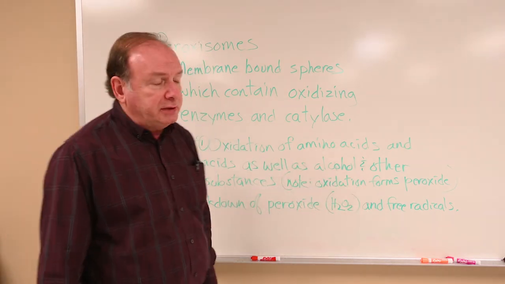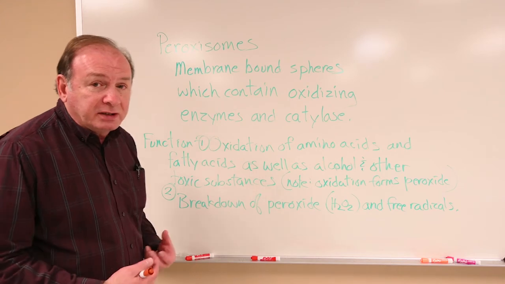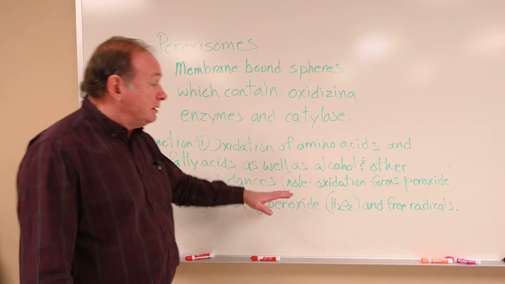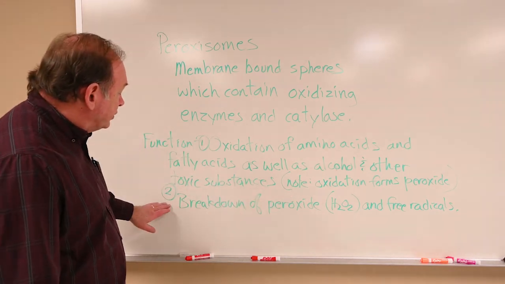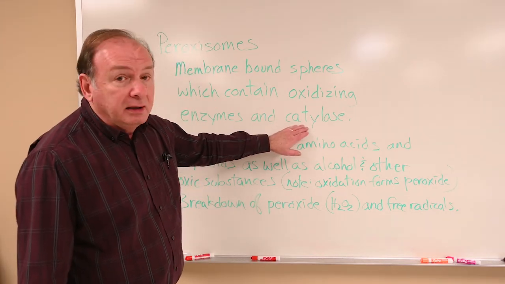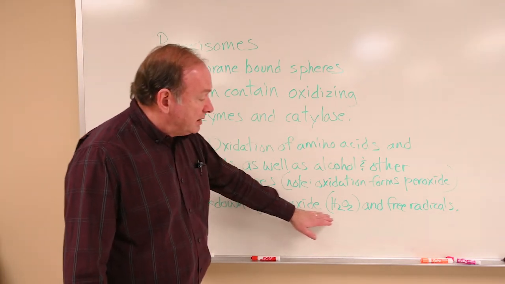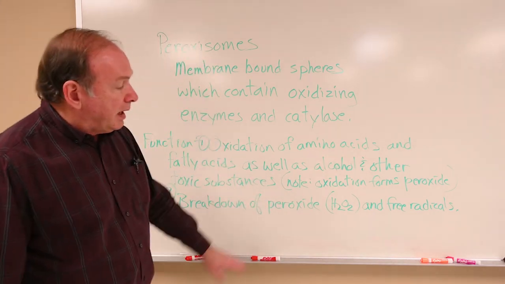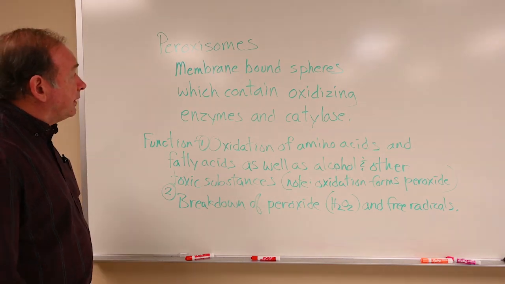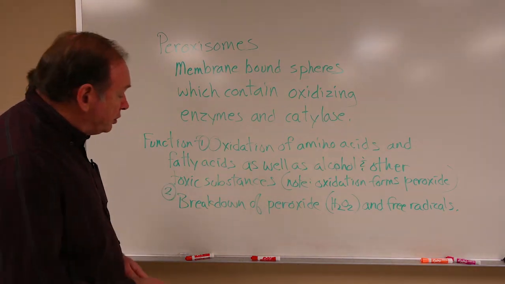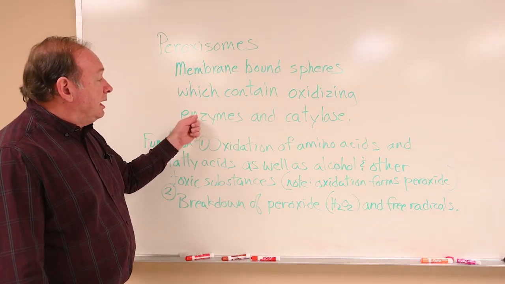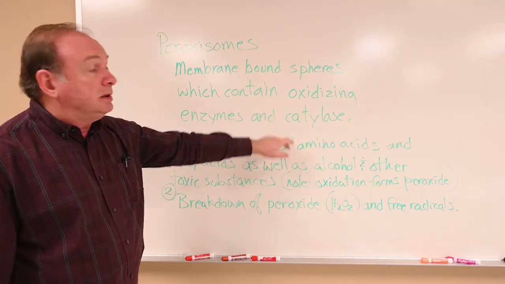Oxidation forms peroxides. Peroxides are toxic to your tissues. So in doing these important functions, you're producing something toxic, the peroxides. But the second function down here, breakdown of peroxide. It has what's called catalase, an enzyme that breaks down H2O2 peroxide and other free radicals. So beneficial functions from the peroxisomes, which are just very minuscule organelles within the cell. Tiny little spheres of membrane that contain oxidizing enzymes and catalase.